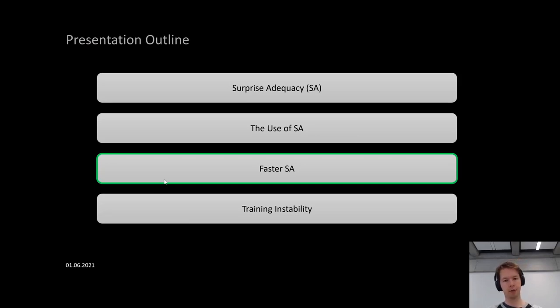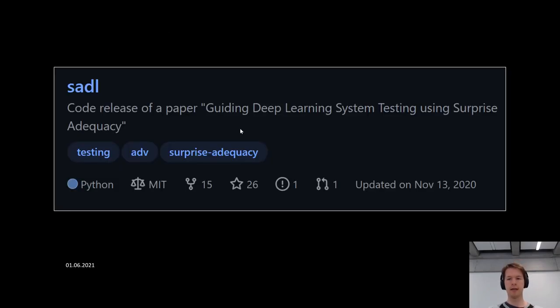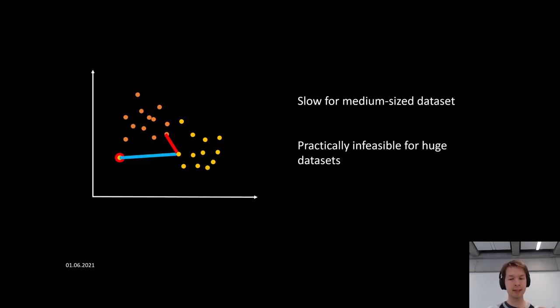Okay, so we know that surprise adequacy works. We know that surprise adequacy is used. But we unfortunately have the problem that surprise adequacy is quite slow, and now we want to make it faster. It's worth mentioning that the original implementation of surprise adequacy is open source available, under a permissive MIT license, very well. However, this code is not performance optimized, right? It's a reproduction package of the first initial proposition of surprise adequacy and not intended for very fast surprise adequacy calculation. And this can lead to a problem.